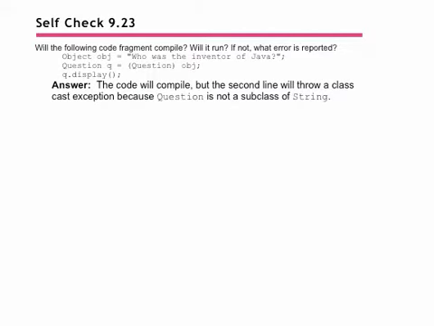Will the following code fragment compile? Will it run? If not, what error is reported? Object obj = "Who was the inventor of Java?" Again, String is an Object, so that works. Question q = (Question) obj. Can we downcast the obj reference into a Question? Well, look at the line above. Object obj equals, double quote, Who was the inventor of Java? Close double quote. That's a String, not a type Question. So when we attempt to downcast obj to a Question reference, it's not going to work because "Who was the inventor of Java?" is a String and not a Question. And then q.display won't work because of the problem in the line above. So the code will compile, but the second line will throw a ClassCastException because Question is not a subclass of String.